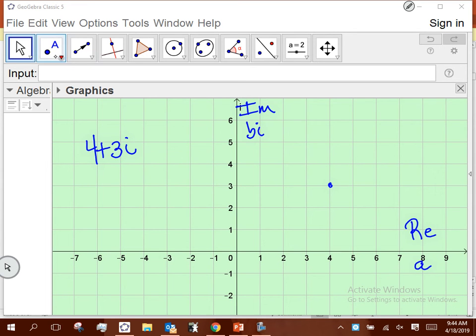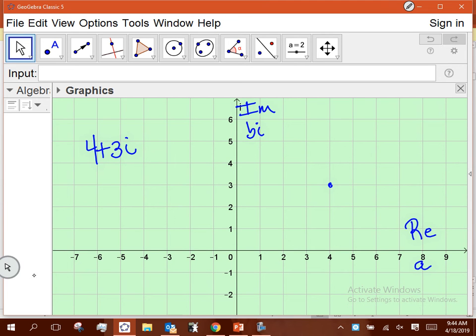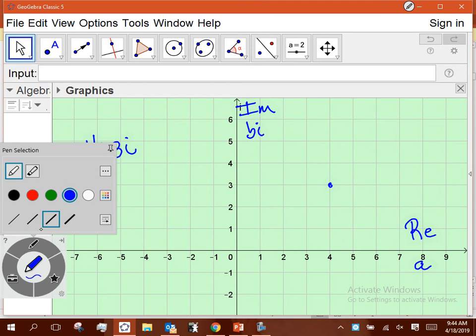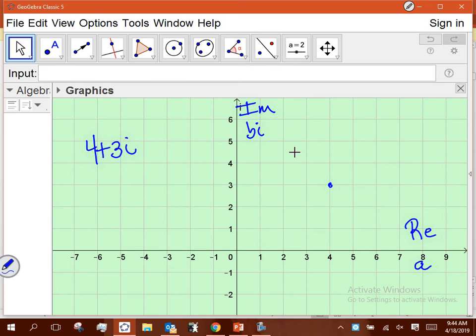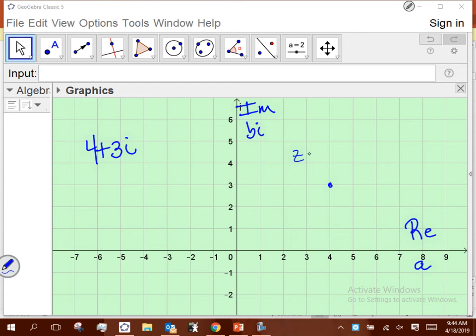Now, notation-wise, whenever we talk about a complex number, I don't know the reasoning for this, but we call it Z. So this is the point Z equals 4 plus 3i.